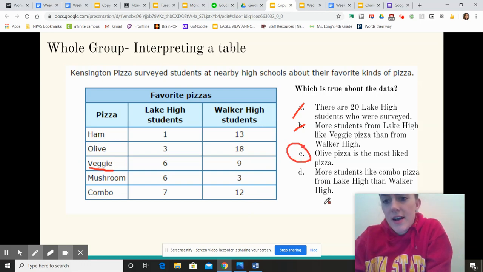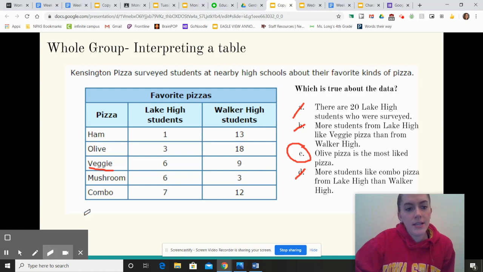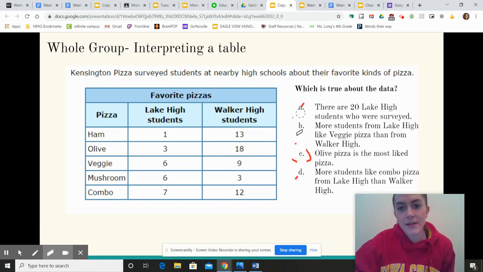More students like combo pizza from Lake High than Walker. So combo, more students like it from Lake High than Walker. Nope, that isn't true. So my answer is C. All right. That's an example of interpreting it from a table rather than a bar graph. Okay.